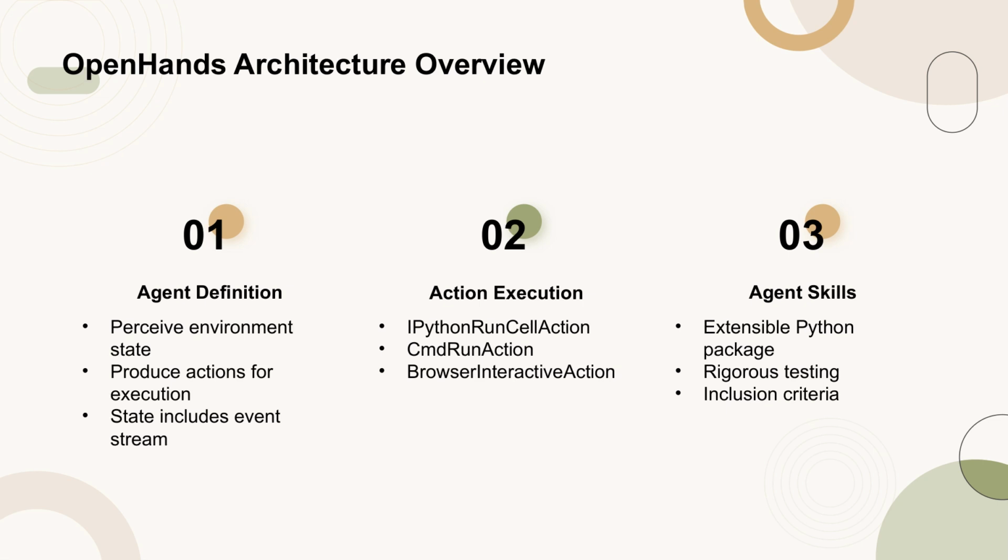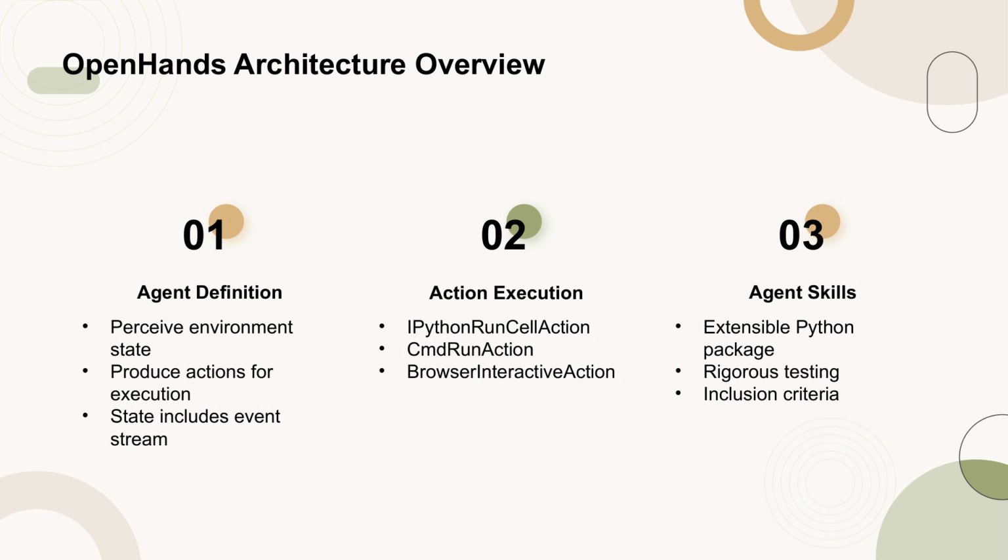The state data structure encapsulates all relevant information, with a key component being the event stream, a chronological collection of past actions and observations. OpenHands connects agents with the environment through a core set of general actions, such as IPython action for executing Python code, cmd-run action for running bash commands, and browser interactive action for web browser interactions. These actions are designed to provide a comprehensive and flexible set of primitives for various tasks.